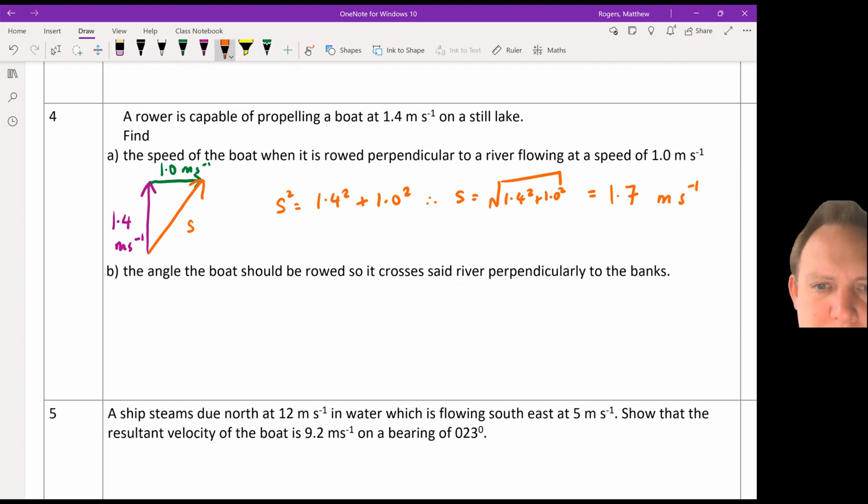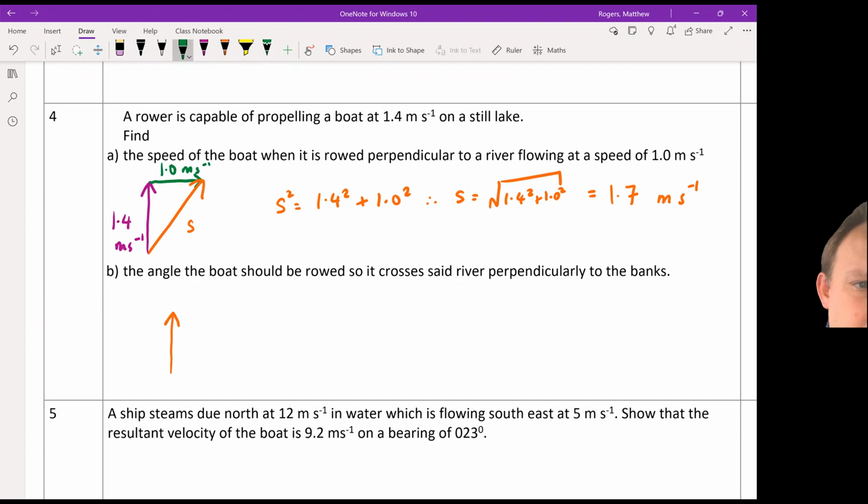Second part, the angle the boat should be rowed so it crosses the river perpendicular to the banks. So this idea is a bit different. This time we're going to be able to twist the angle at which we row the boat, and we're attempting to find a resultant velocity vector that goes perpendicular to the banks. So the first vector that we're going to draw is the resultant vector. We have to guess the length of it for the time being.